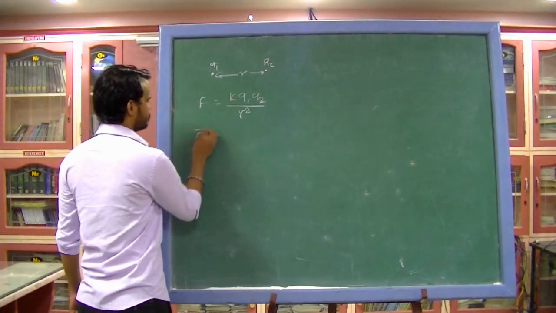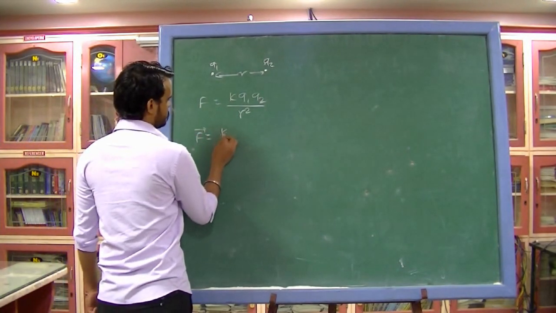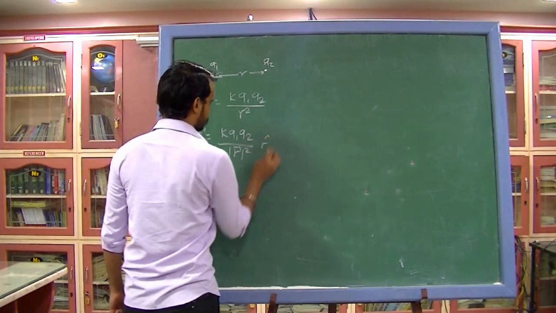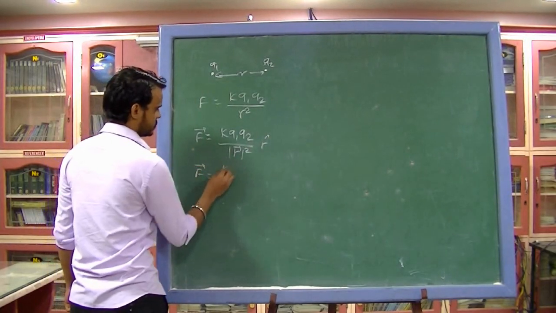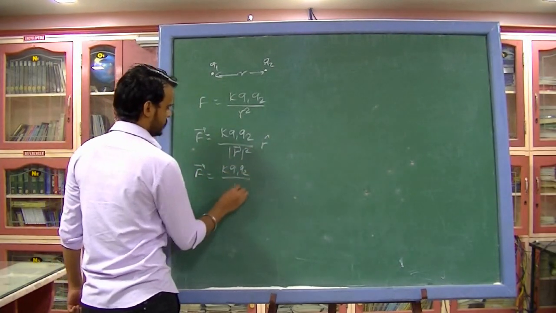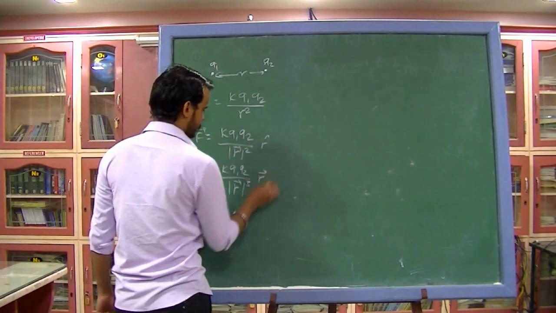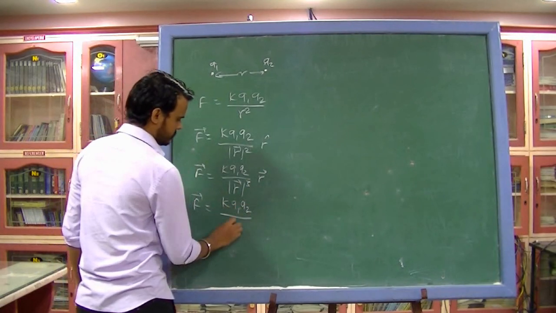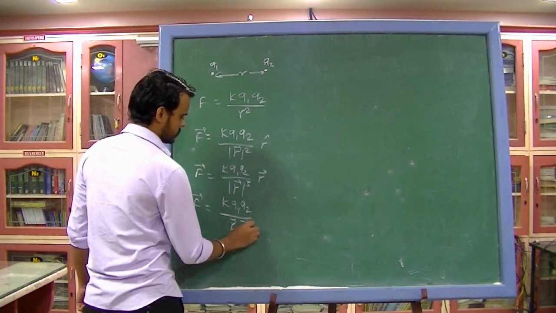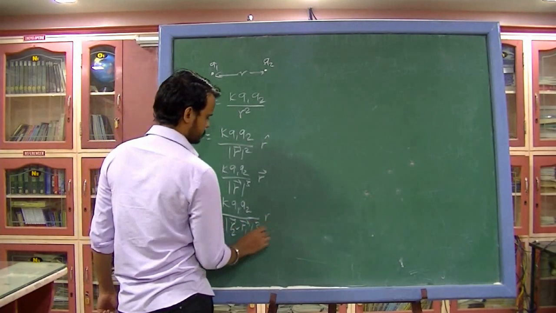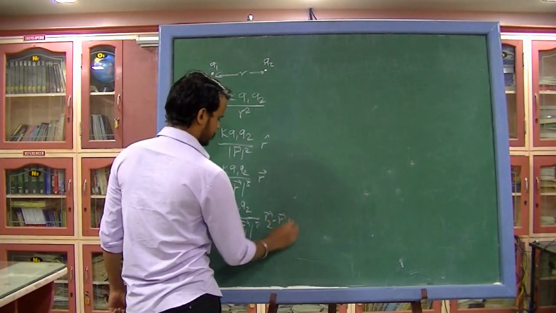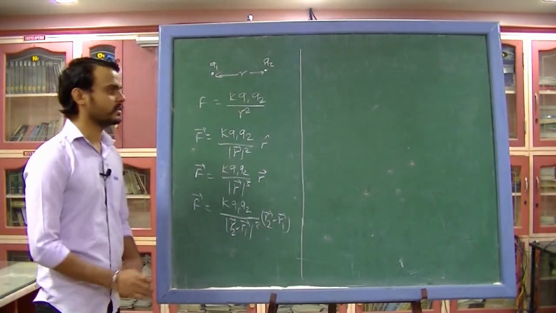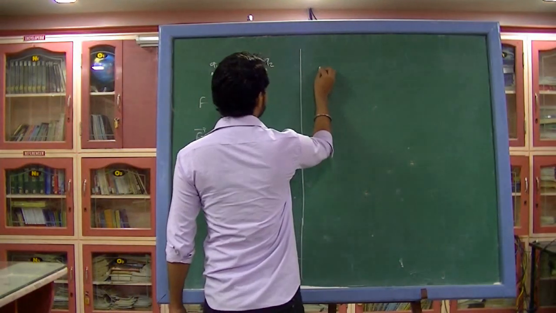Next, you can write the same force in the unit vector form or in the vector form as K Q1 Q2 divided by magnitude of r square into r cap. Same thing can be written as K Q1 Q2 divided by magnitude of r cube into r vector, and finally you can write this thing as K Q1 Q2 divided by r2 minus r1 cube into r2 minus r1 vector. So, this is electrostatic force.